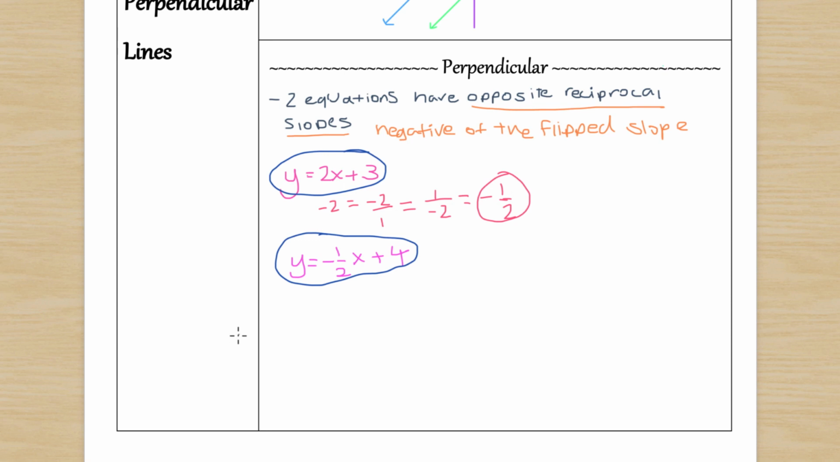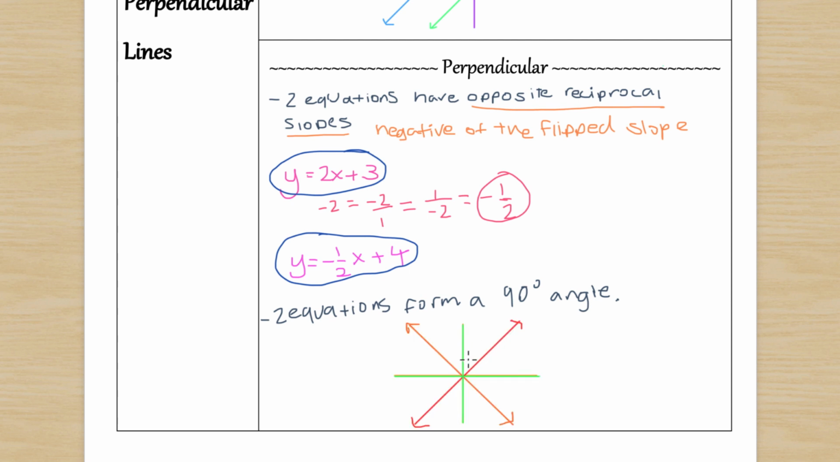Another part of perpendicular lines on graphs is when two lines form a 90-degree angle. Let's say we have this graph over here. If you look over here, both of the lines form a 90-degree angle with each other. If they form a 90-degree angle with each other, then that means they are perpendicular. Now again, just because they intersect on the graph doesn't mean that they are perpendicular. So just be careful of that.